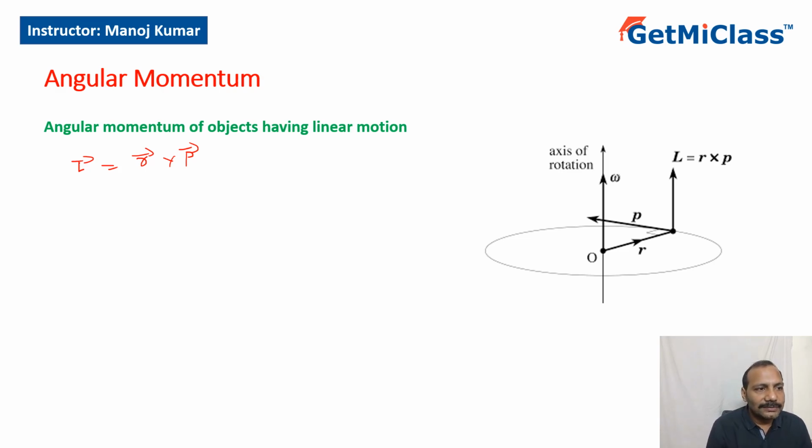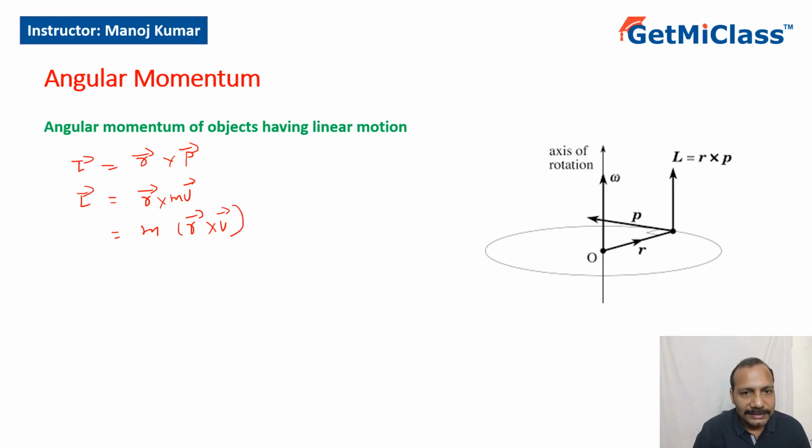So otherwise, what can I write? Angular momentum is denoted by L. L equal to r cross mv. Or I can write it as m into r cross v, because r and v are vector quantities and m is a scalar quantity.